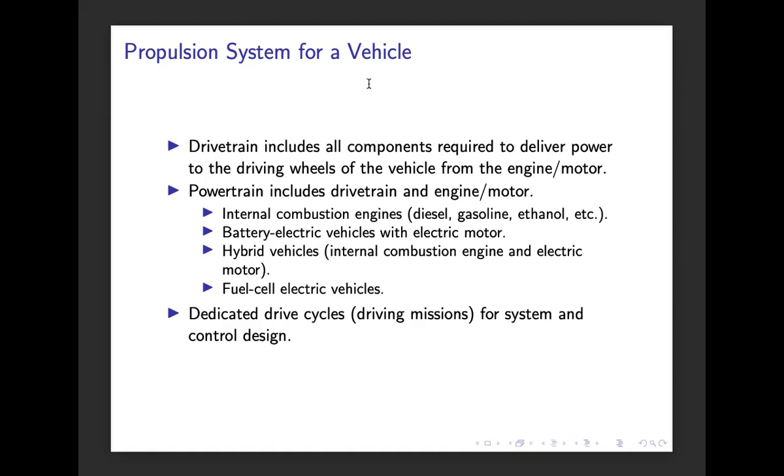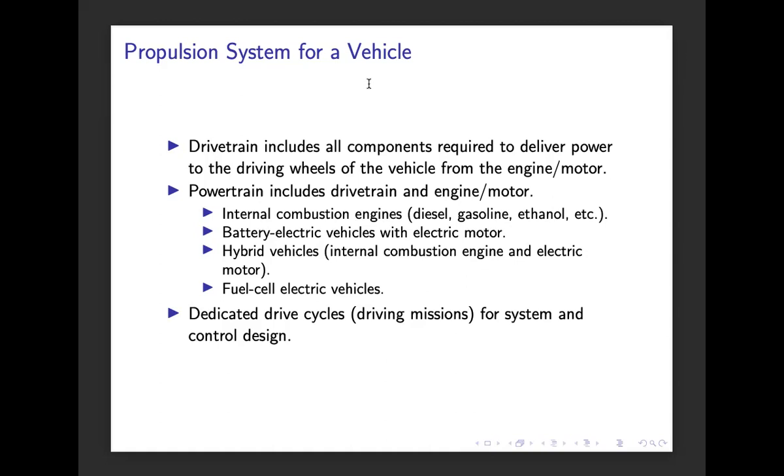We have internal combustion engines powered by diesel, gasoline, or ethanol-based mixtures. That would require modeling that is particular to those kinds of systems. We have battery electric vehicles with an electric motor and a slightly different drivetrain based on that. We have hybrid vehicles that contain both internal combustion engines and electric motors. And we also have, for example, fuel cell electric vehicles powered by hydrogen. So the type of powertrain system will influence what kind of modeling we need to do for this system.